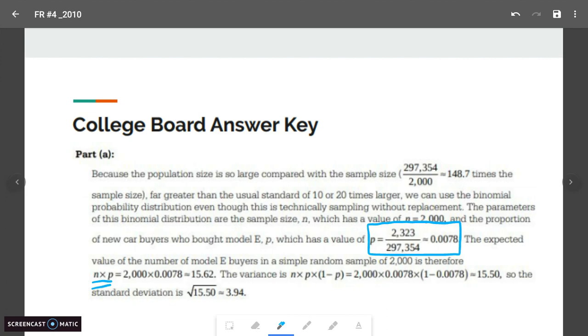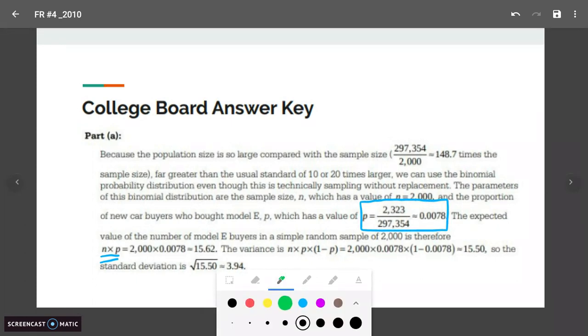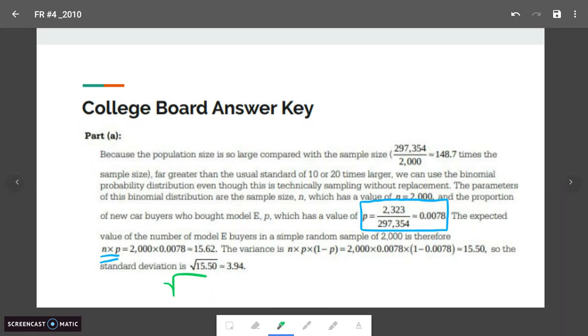If you had 15.6, or even if you rounded up to 16, you'd be okay. The last part was calculating the standard deviation, which is the square root of the variance, or the square root of npq. Remember, p is the probability of success and q is the probability of failure. We would multiply those 3 things together under the radical and get 3.94. Again, if you had 3.9 or something slightly different, it would still have been okay.